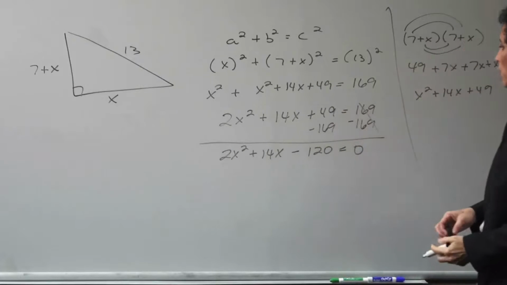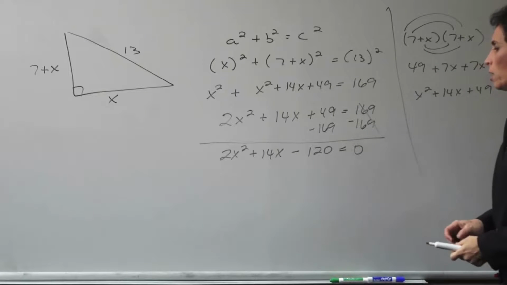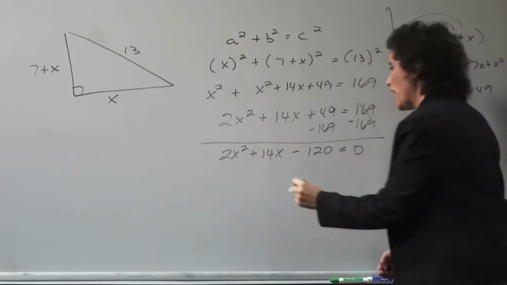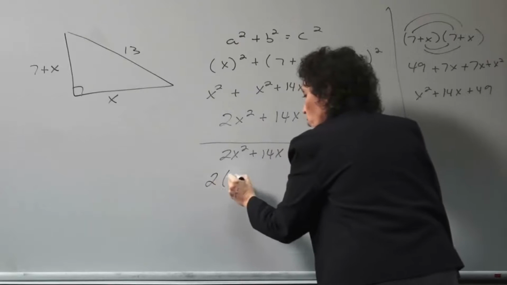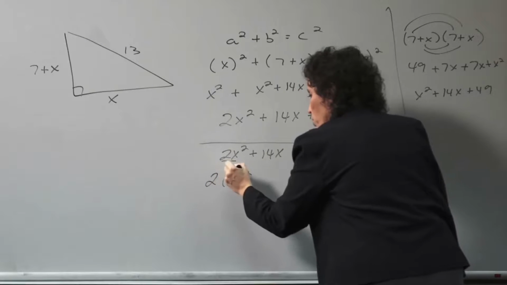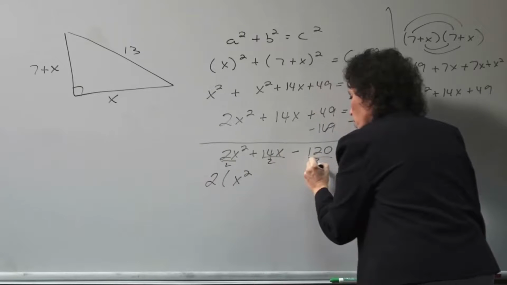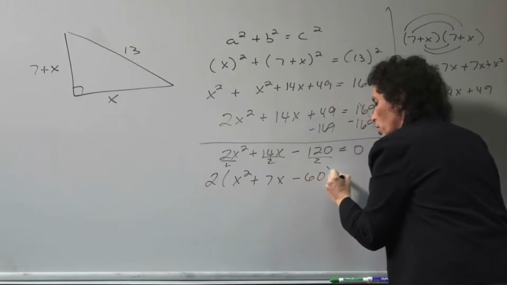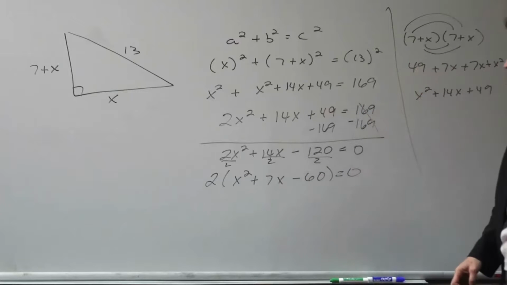Now we are in standard form. Okay? So next we have to factor. The first step of factoring is the GCF, and yes, we have one. The 2, we divide by 2. We get x squared plus 7x minus 60 equals 0.